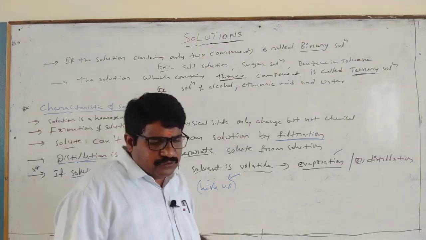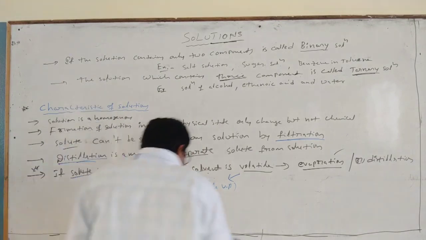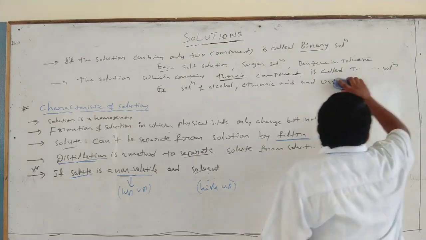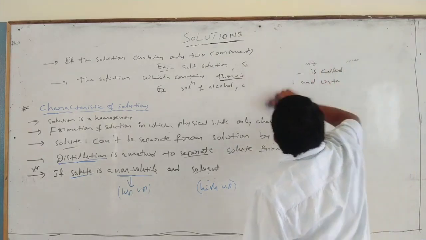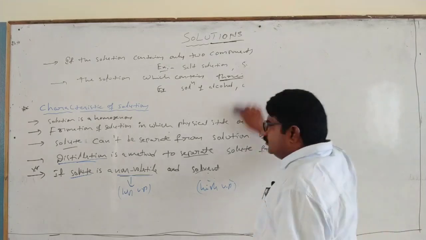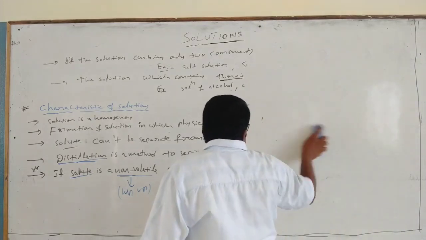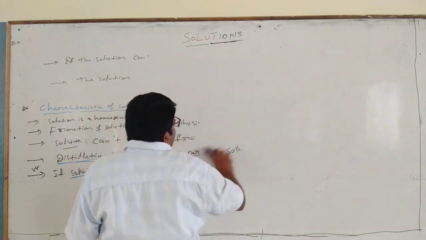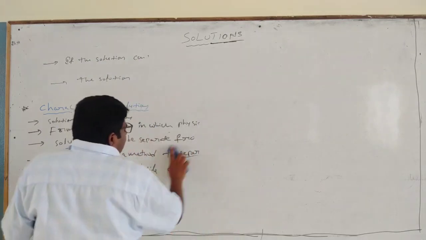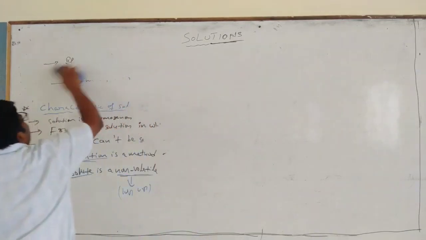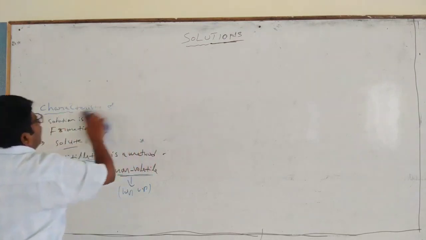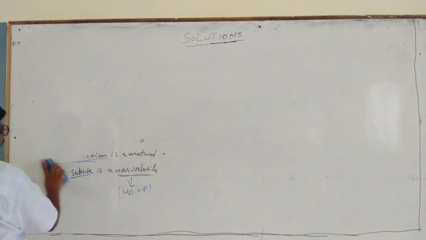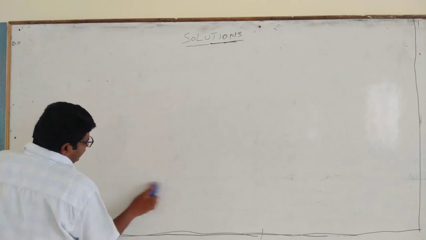Next, types of solutions. Types of solutions are based on the solvent, and also on the physical state of the solute and solvent. So that is the classification of solutions. It is very important, and the examples are very important.